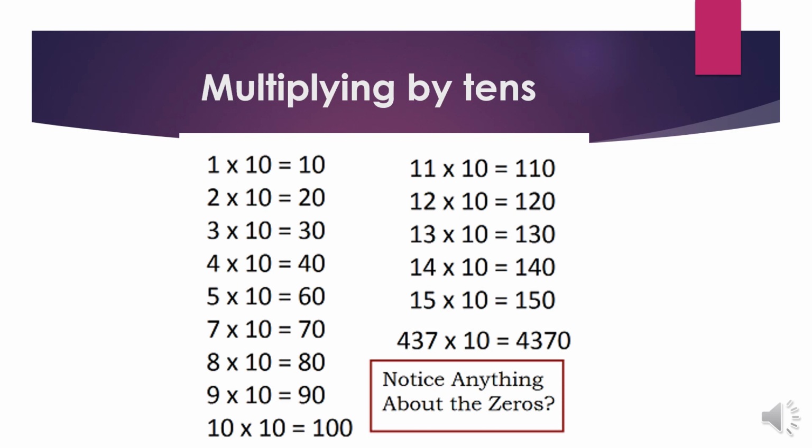If we multiply 11 by 10, it will be 110. 12 by 10 will be 120. 13 by 10 will be 130. What we are doing, we are just adding a 0 at the end. 14 times 10, 140. 15 times 10, 150. Now, if we multiply 437 by 10, definitely we will add a 0 at the end. So, it will be 4370. Notice anything about the zeros? When we are multiplying by 10, that means the 0 will be added at the end of the number that is in the multiplier.